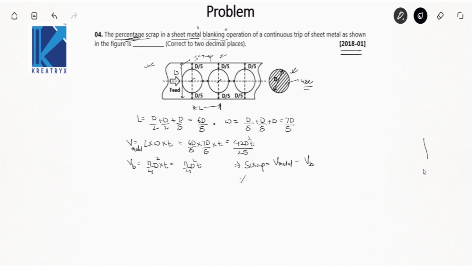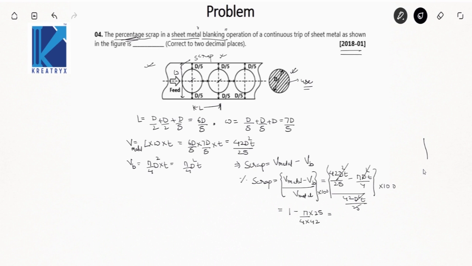And they have asked for percentage scrap, so I have to calculate percentage scrap. So percentage scrap is (V_metal minus V_blank) by V_metal, which equals (42d²T/25 minus πd²T/4) divided by 42d²T/25. d²T gets eliminated, which we can write as 1 minus π/4 into 25/42. For percentage we have to multiply it by 100. So on solving we will get 53.25 percent as the answer.